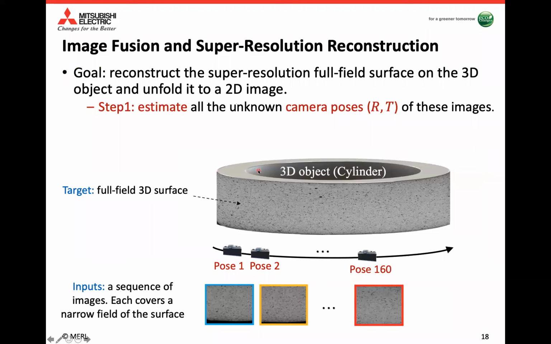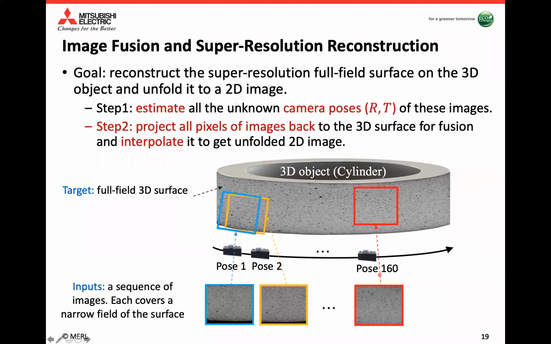So the module has 2 steps. First, we want to estimate all the unknown camera poses of these 160 images. Then, with all the camera poses, we can project all the pixels of the images back to the 3D surface for image fusion, and then interpolate it to get the final unfolded image for the later DIC module.